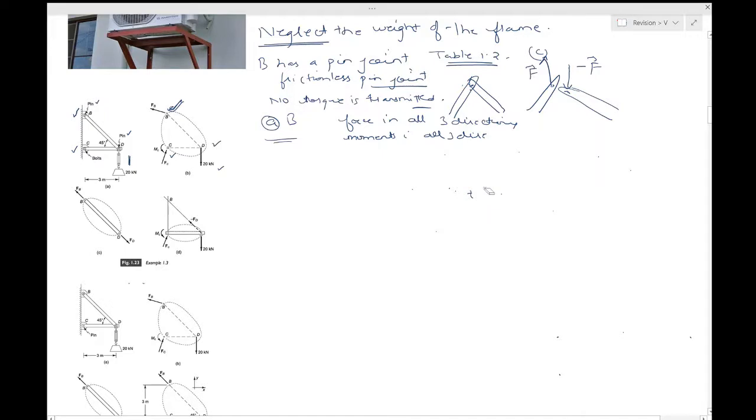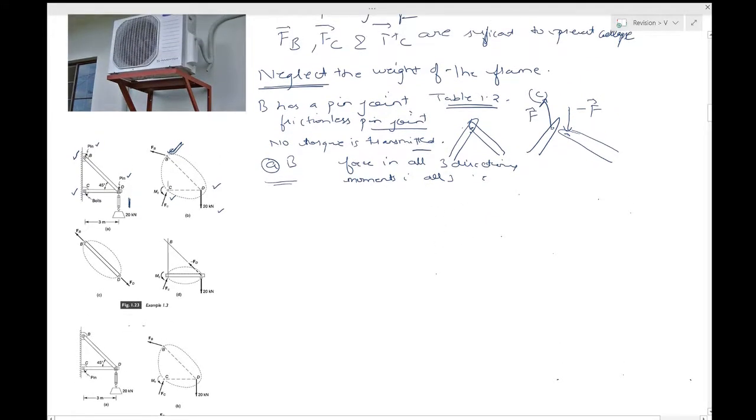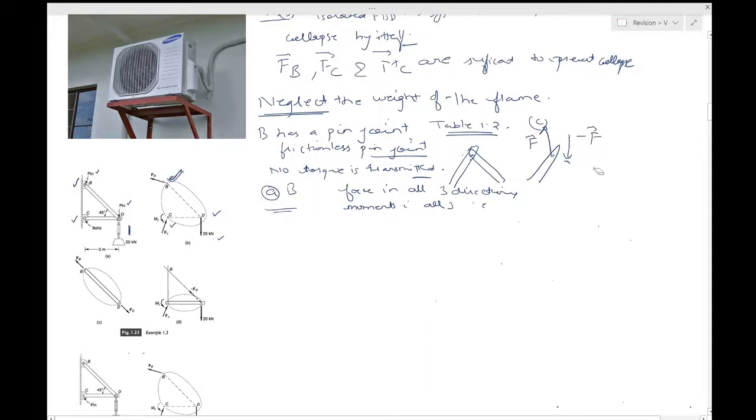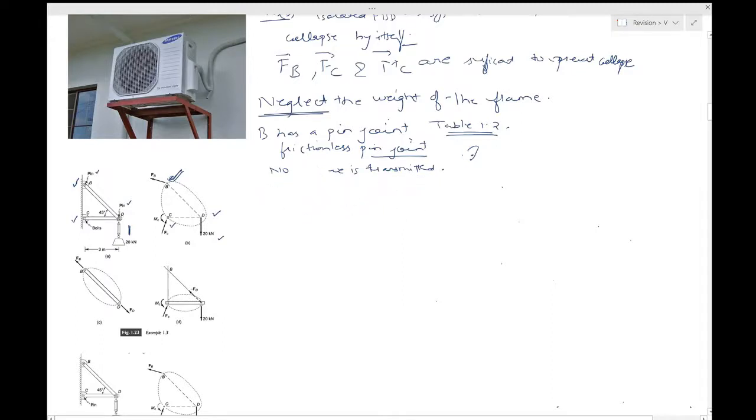So what we have learned until now is that if there's a pin joint, you can ignore the moment due to friction and just take a force, irrespective of whether there is friction in the pin or not.